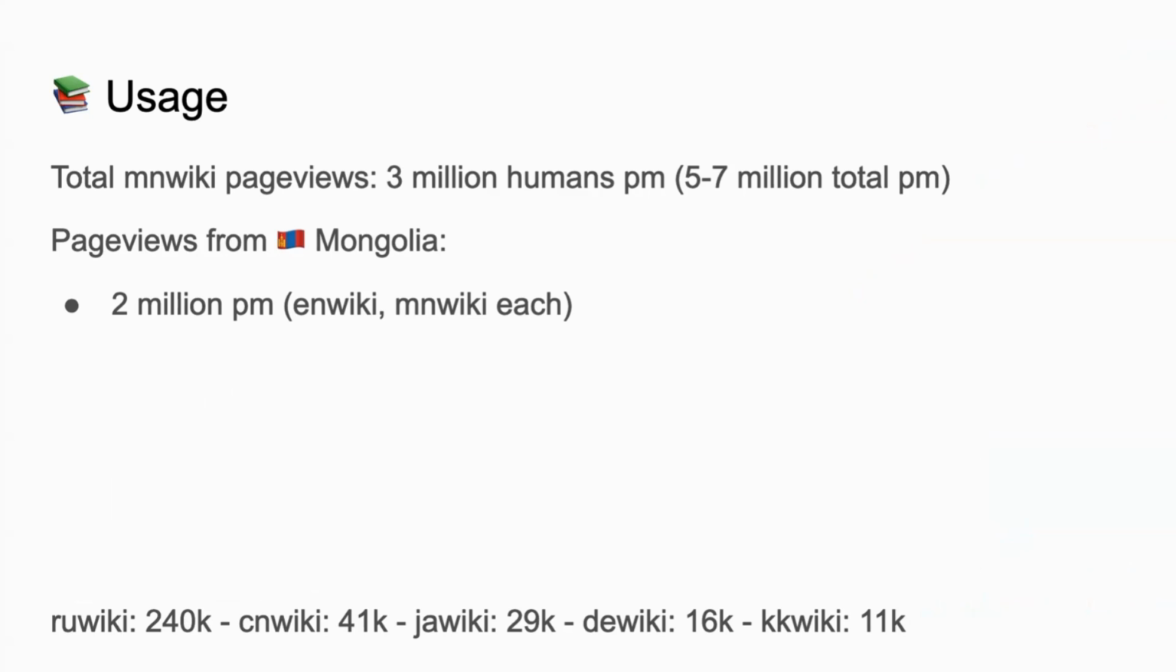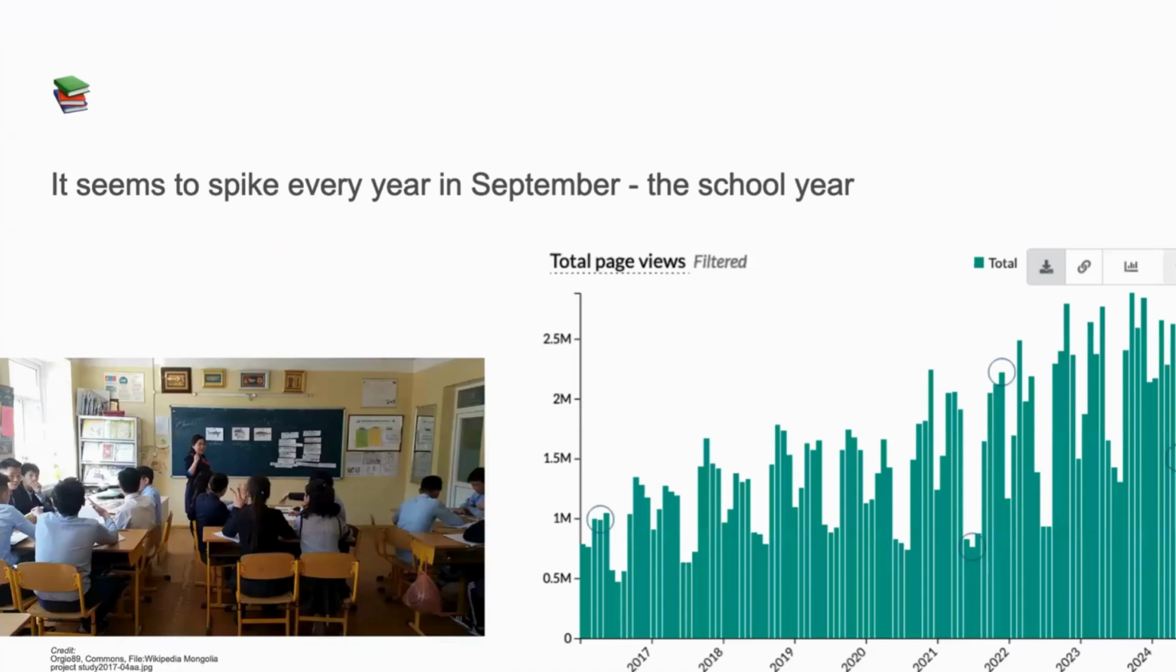When you think about the other languages, I believe the most popular one was the Russian Wikipedia, which gets about 250,000 views a month. And then if you go down, it's Chinese, Japanese, German. I thought I'd add the Kazakh Wikipedia, which is KK at the end there, because I thought it might get a few views from the Kazakh community, but not really, I guess. Just 11,000 views per month.